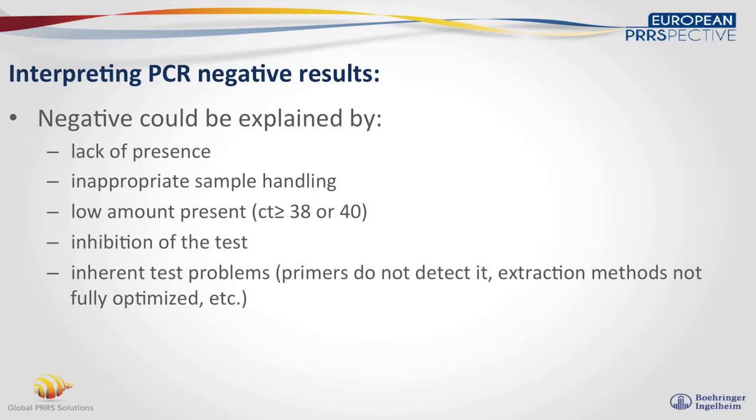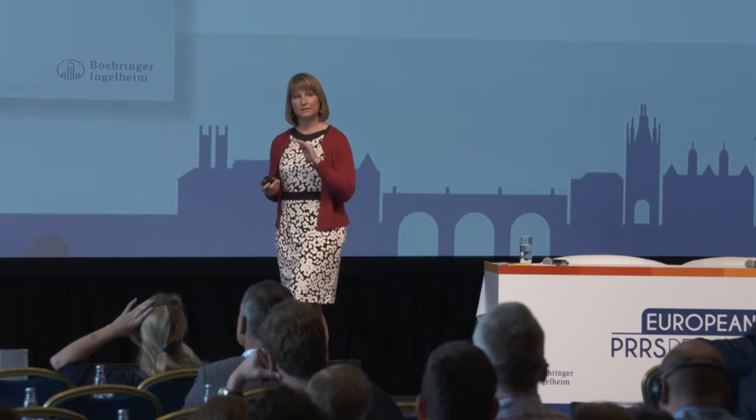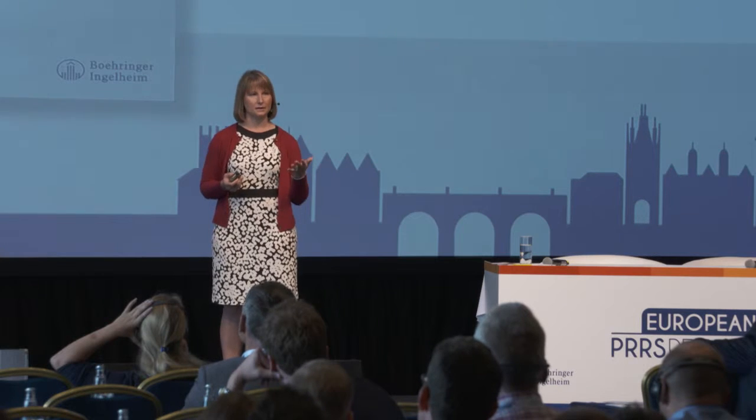Negatives, on the other hand, are much more complex. PCR negatives can be because the virus is simply not there. There's a lack of presence of the virus. It could be that we had inappropriate sample handling and we have just destroyed the RNA in the sample and we can't get the PCR to run. It could be that there's a really low amount present, and so with the cycle time thresholds that we call, either 38 in some labs, 40 in others, it doesn't meet that amount, so it comes back as a negative when it's not truly negative, it's simply a very low amount of virus present.